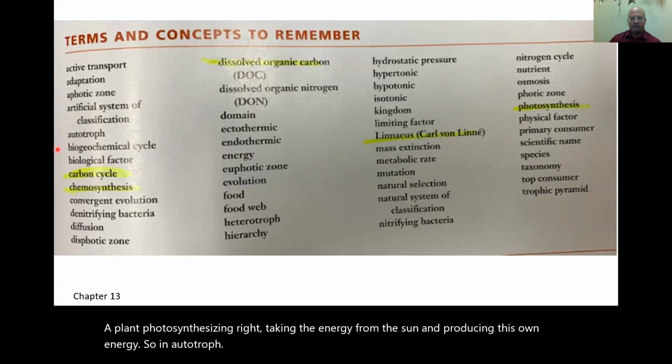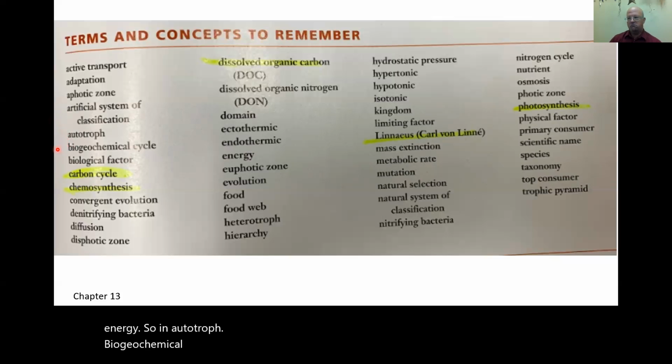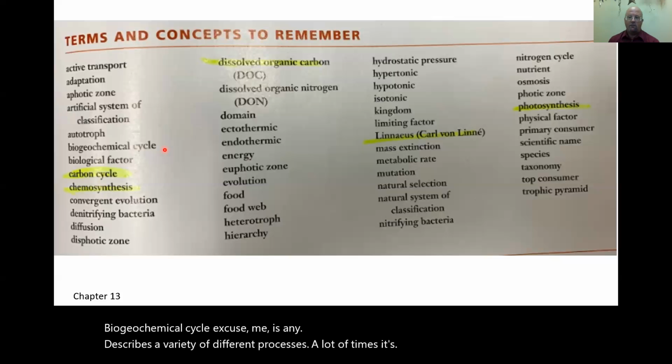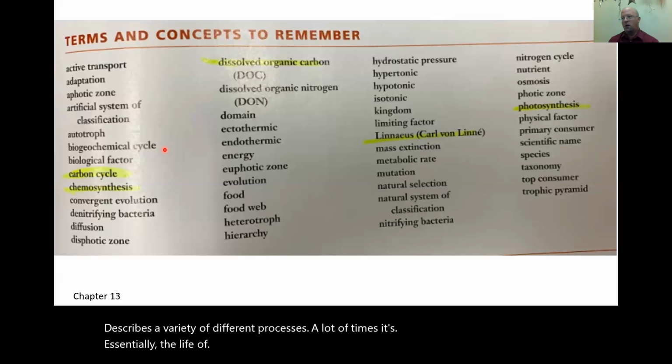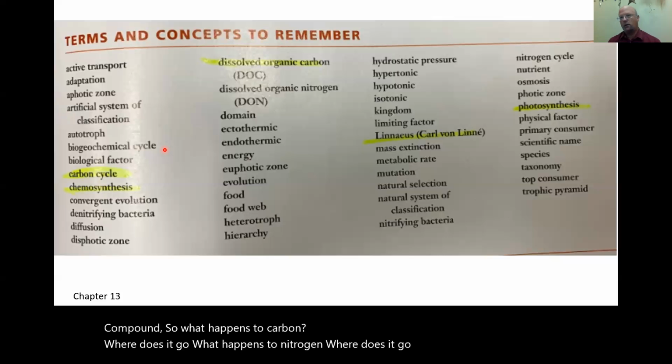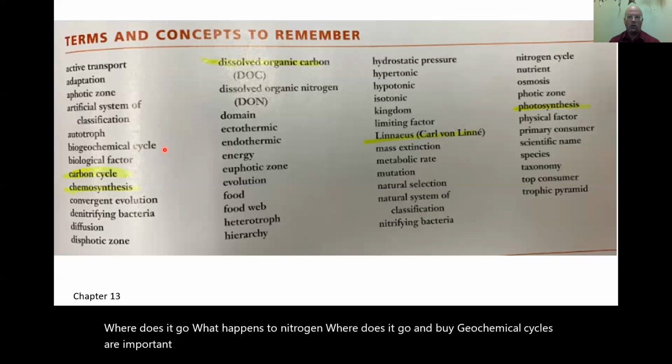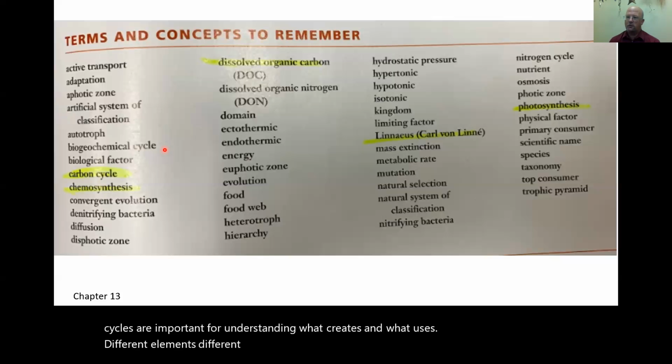Biogeochemical cycle describes a variety of different processes. A lot of times it's essentially the life of a compound. So what happens to carbon? Where does it go? What happens to nitrogen? Where does it go? And biogeochemical cycles are important for understanding what creates and what uses different elements, different compounds. Biogeochemical typically refers to carbon or nitrogen or phosphorus. Those are the big ones.